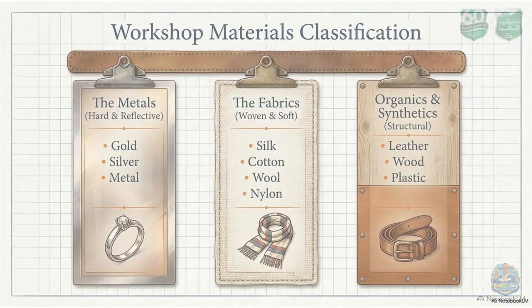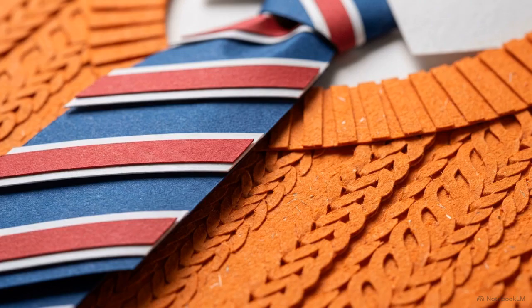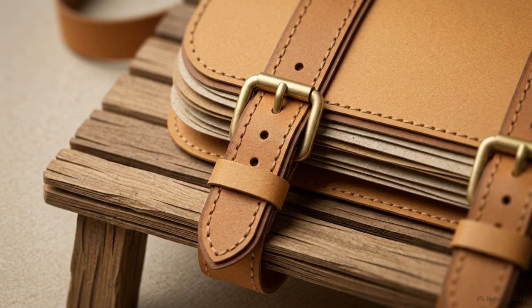This chart categorizes the physical materials our gear is made from. It splits common items into 3 main categories: metals, fabrics, and organics and synthetics. We can describe soft woven threads as fabrics, like a silk tie or a warm wool sweater. Tougher, structural materials from nature, like the strap of a heavy backpack, are often categorized as leather.